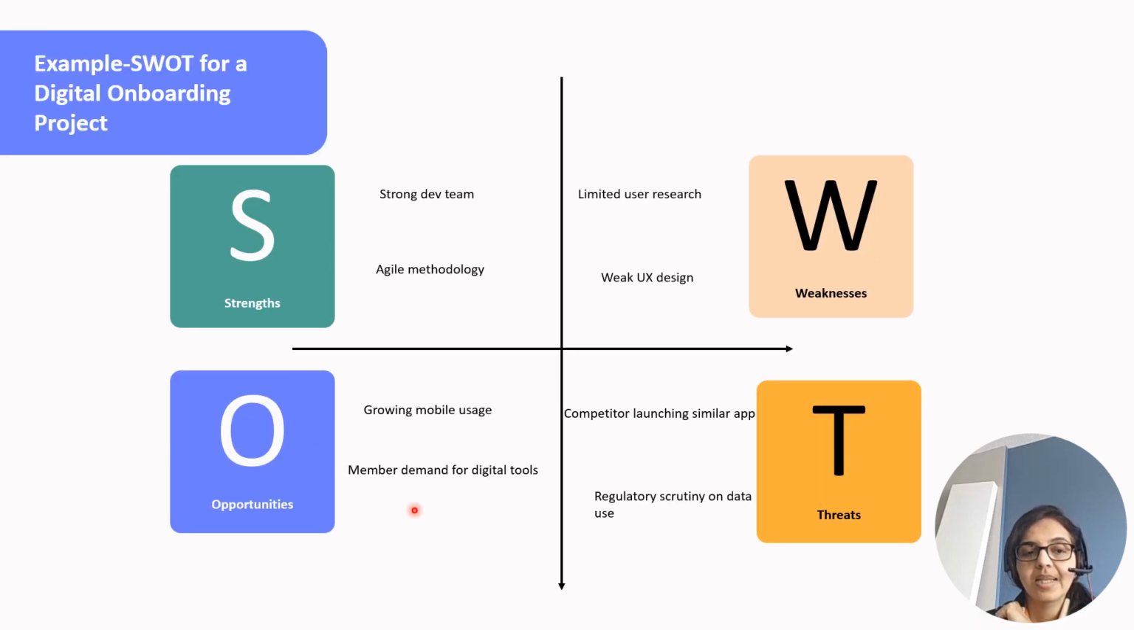Now, this is an example of, say, you're doing SWOT analysis for a digital onboarding project. So your team will put ideas like that. They won't be just like 4 or 5 ideas, there'll be too many ideas, so you'll have to organize them and you will have to categorize them.